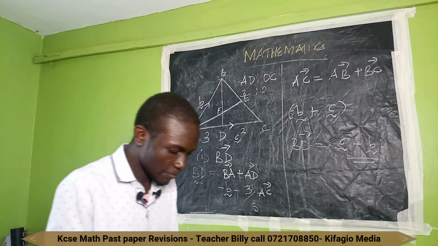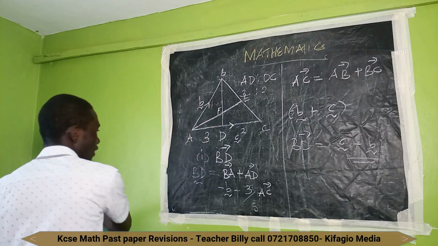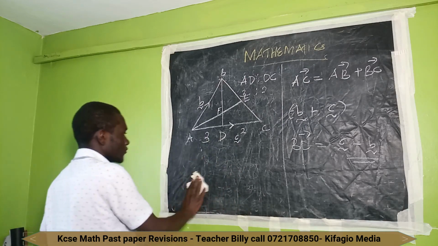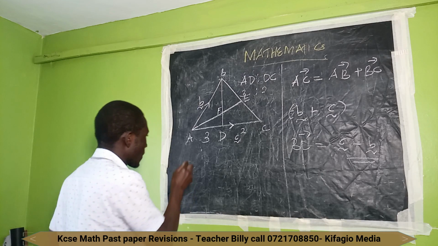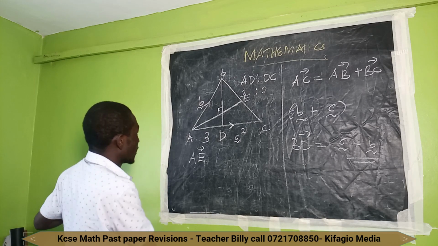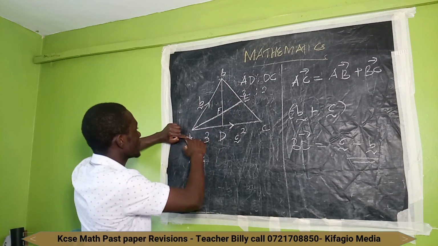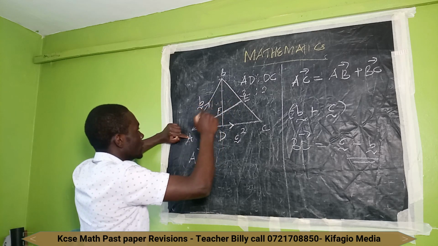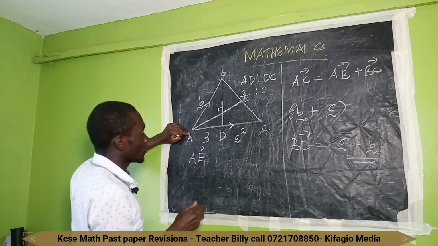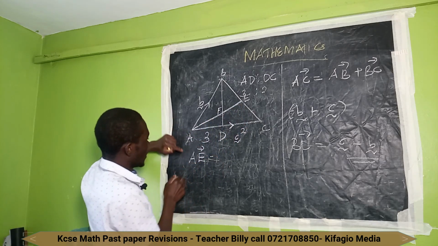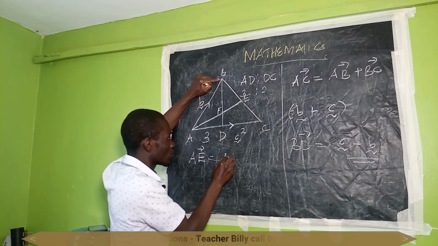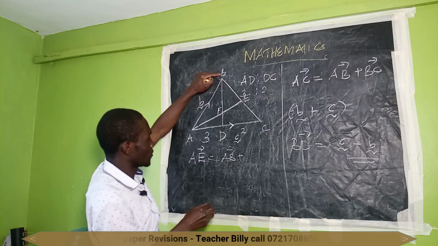So, part B, we are having vector AE. AE, class. So, AE is equal to AB plus BE, or AE is equal to AC plus CE. So we are having AE is equal to AB plus BE.